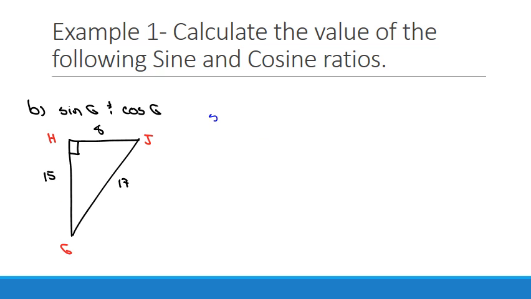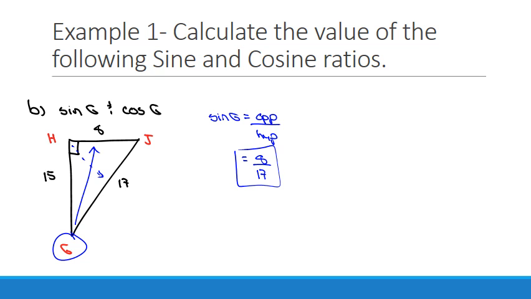New triangle. Sine G is opposite over hypotenuse. G is right here. Again, opposite is across, so that's going to be 8. And the hypotenuse is always across from your right angle, so that is 17. It's also the longest side. That is the value of the sine ratio from angle G, just 8 over 17. So if they ever ask you to find the value of the sine and cosine ratios, all you're really doing is setting up this fraction.